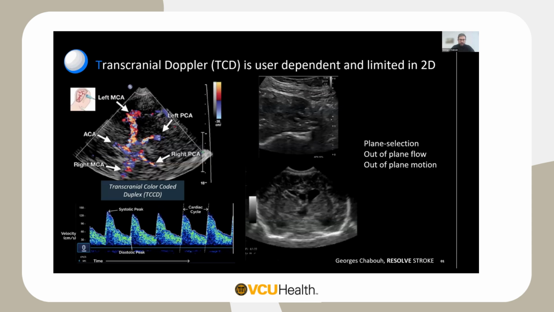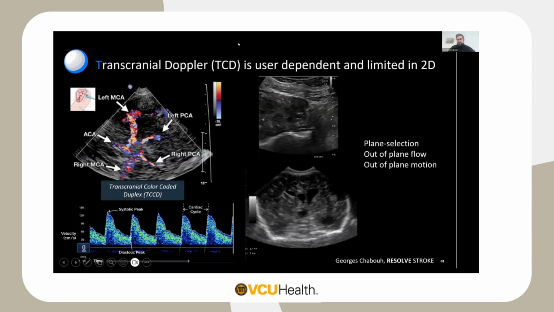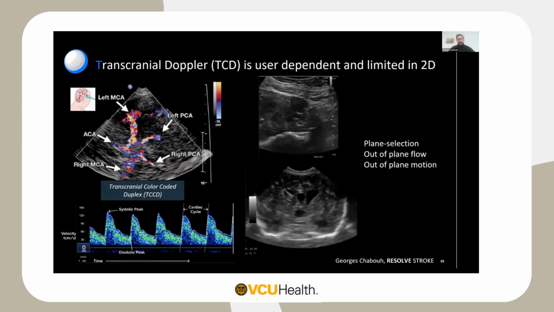So as you know, transcranial TCD has many limitations, as Dr. Chu just nicely introduced. Mainly the first one would be the fact that it is user dependent. So it needs a lot of training. The physician or even the sonographer needs to place the probe on the correct plane. And this leads to the second limitation, which is the out of plane flow and out of plane motion. As you may know, our organs are in 3D, so it's really important to be placed on the same slice every time in order to get reliable quantification.